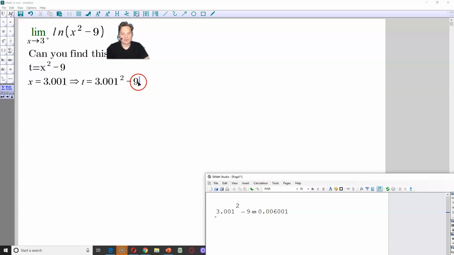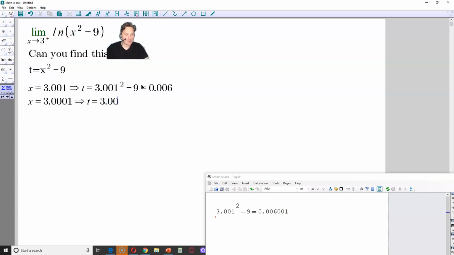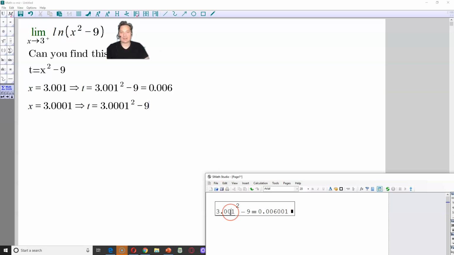If you look down below, it's 0.006001. The actual value itself is not important. What matters is that it's about 0.006. Let's do one more. You want to be able to see a pattern. Imagine it's 3.0001 now. What does that mean about the value of t? So t would be 3.0001 squared minus 9. If I work that value out down below, it's going to give 3 zeros and a 6. So it's about the same thing as above, just with one more 0. So it's 0.0006.